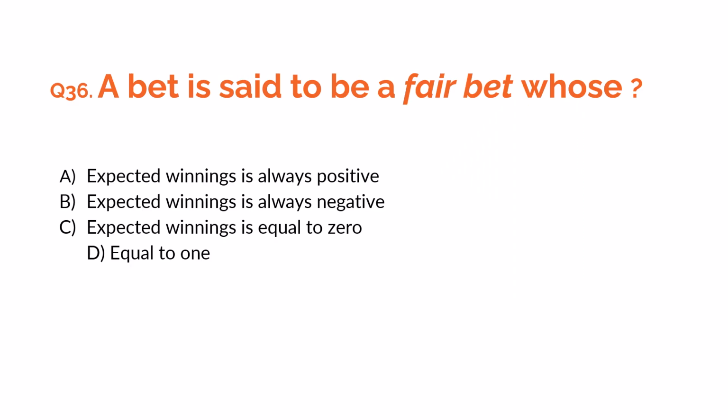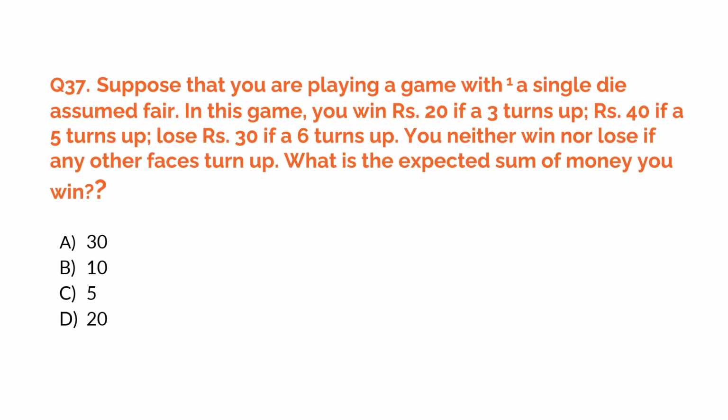Question number 36. A bet is said to be a fair bet whose expected winnings is always positive. So the answer should be A here, because if it is negative, 0 or equal to 1, it is not considered as a fair bet. For a bet to be considered fair, its expected winning should always be greater than 0. Moving on to next question.